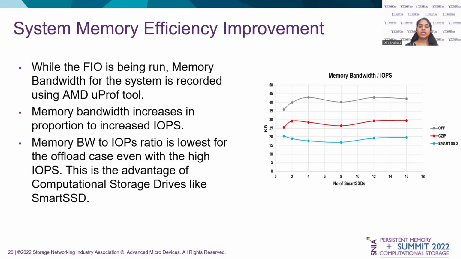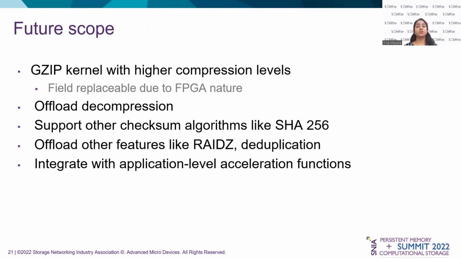This means that in case of the compression offload, the host memory bandwidth is significantly lesser than that of the compression on CPU bandwidth, thus freeing up the host resources for other application usage. There are a host of other things that can be added to this in the future. I've listed some of them here, like offloading decompression for the read path, a GZIP kernel that supports multiple levels, or adding offload to RAID or deduplication features of ZFS.